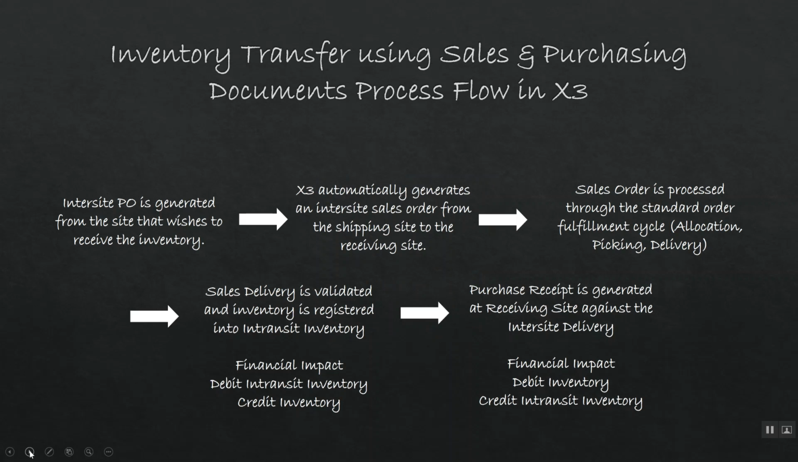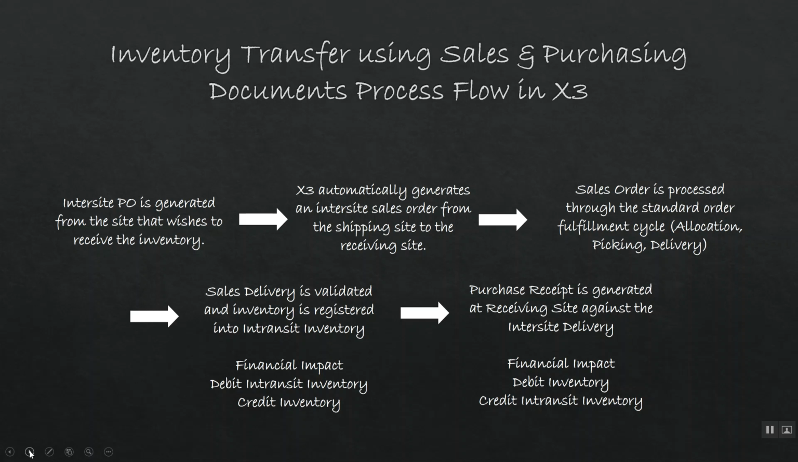The second method of performing the Intersite transfers is a little bit more involved. What you'll see in this model is that an Intersite purchase order is initially going to be generated on the site that is ultimately going to receive the inventory. Upon creation of that Intersite PO, X3 is going to automatically generate an Intersite sales order from the shipping site to the receiving site.